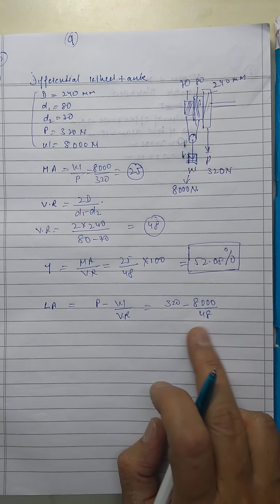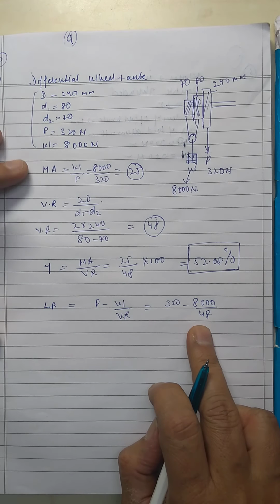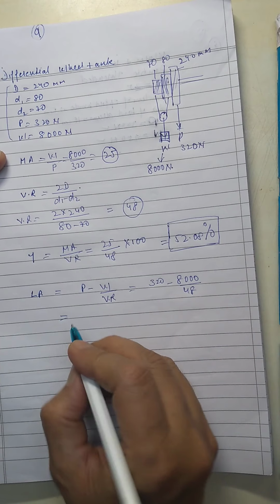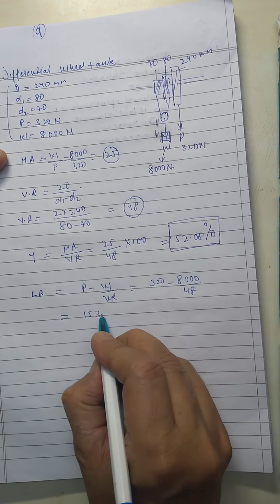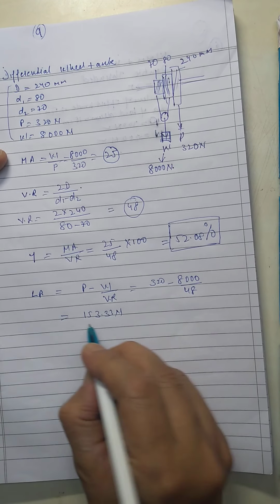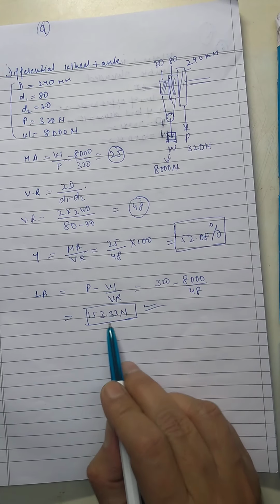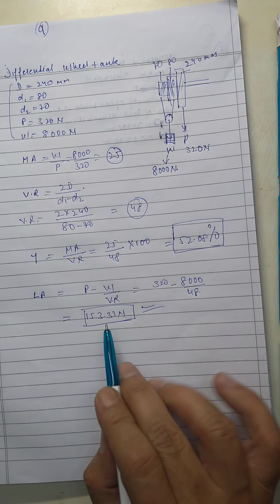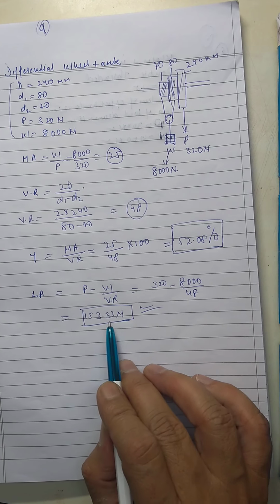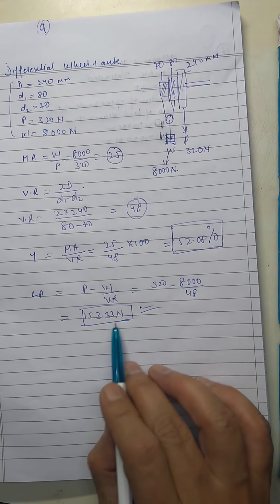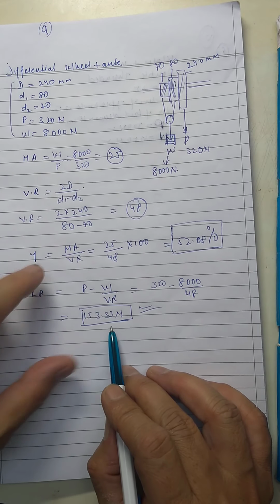Okay, so we have put all the values here, and after putting the values, the answer for the LP comes to 153.33 Newton. So this will be our effort loss. That means effort loss is the extra effort which you are applying to lift the load, and the extra effort has to be applied to overcome the friction. So these are all the values to be calculated.